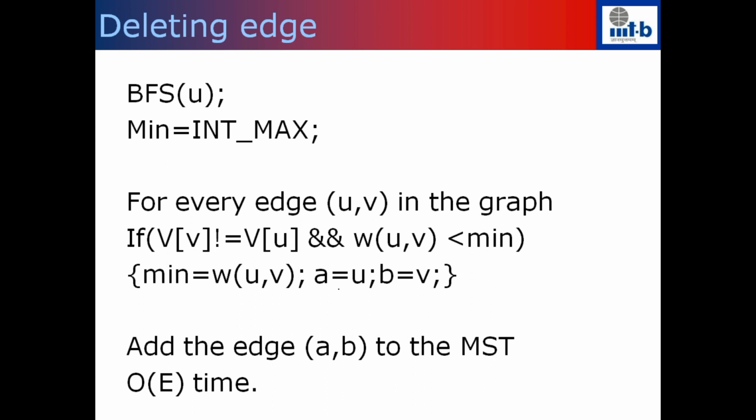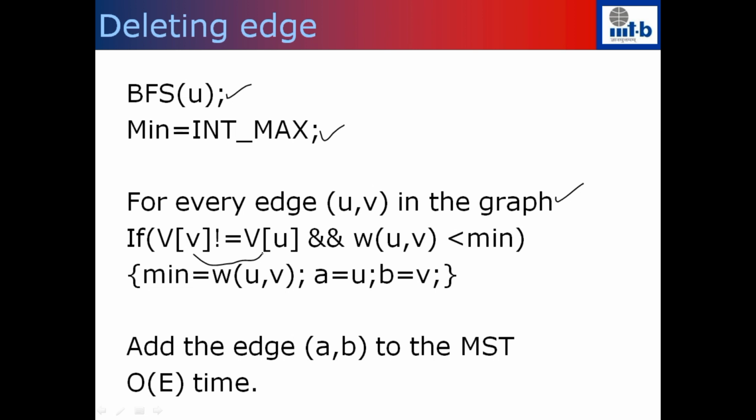So once we called BFS from U, you set the minimum. I want to find the minimum edge which goes across the connected components. So now you take every edge in the graph and ask whether it goes across the connected components. If it does, exactly one of the flags should be true and the other one false. The easy check is whether the flag of V is not equal to the flag of U. That means it goes across the connected components, and I am keeping track of the minimum weight of the edge going across these two connected components.